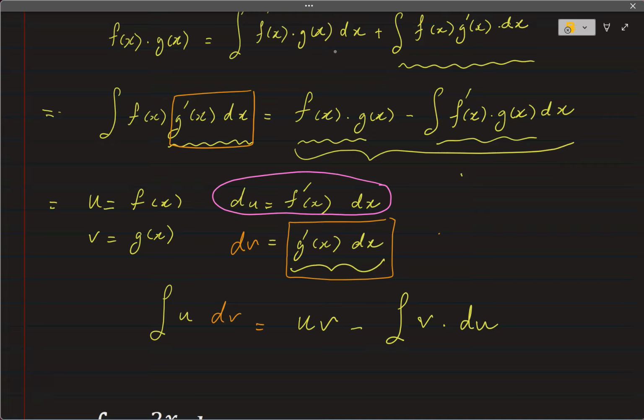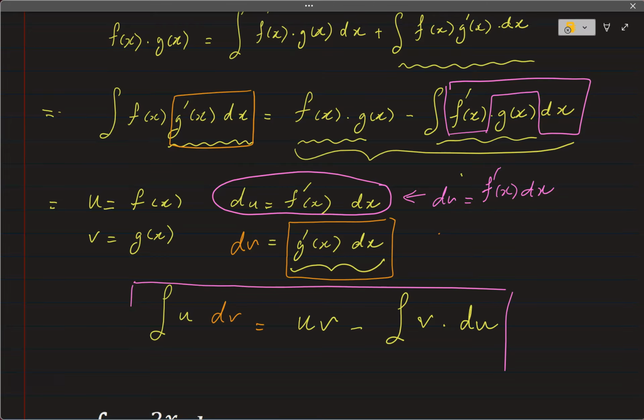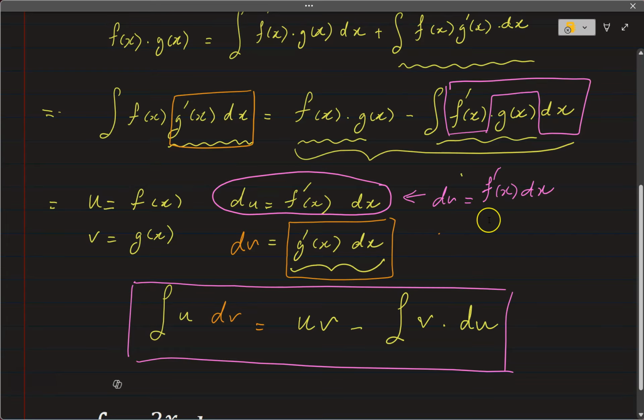It's coming from this part right here, and v was g(x), which we already have. So the f'(x) dx, that is your du, which is right here. Okay, we got it right from there. So this is the form that we are going to use from now on. This is the form we're going to use from now on. This is the integration by parts.